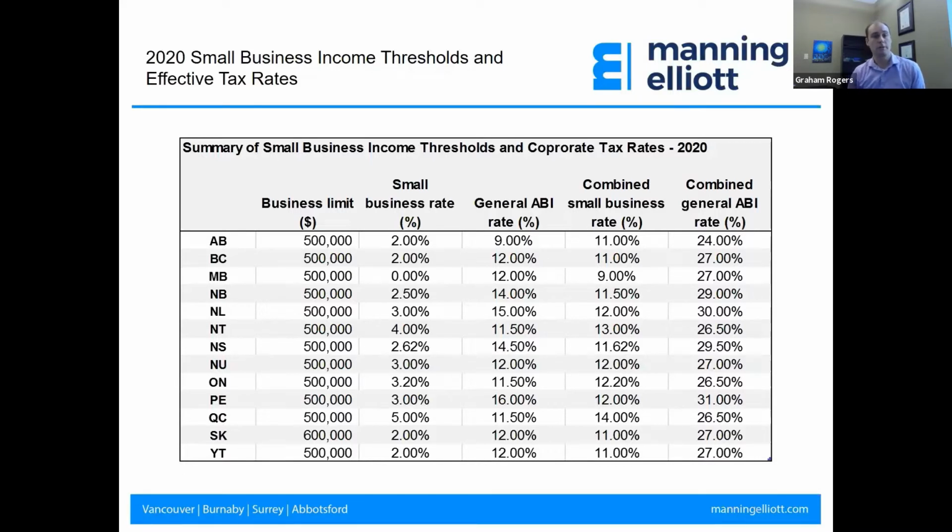The first column shows the business limit, which means if the company meets the definition of a small business, then the first $500,000 of profits are taxed at the lower small business rate. In the next column, you'll see that the provincial small business rate in BC is only 2%, while in the next column, if the corporation is not eligible for the small business rate, the provincial rate is 12%. This is otherwise known as the general rate. When you combine the provincial and federal rates, small businesses effectively pay 11% in tax up to the business limit, and then the general tax rate goes up to 27%.